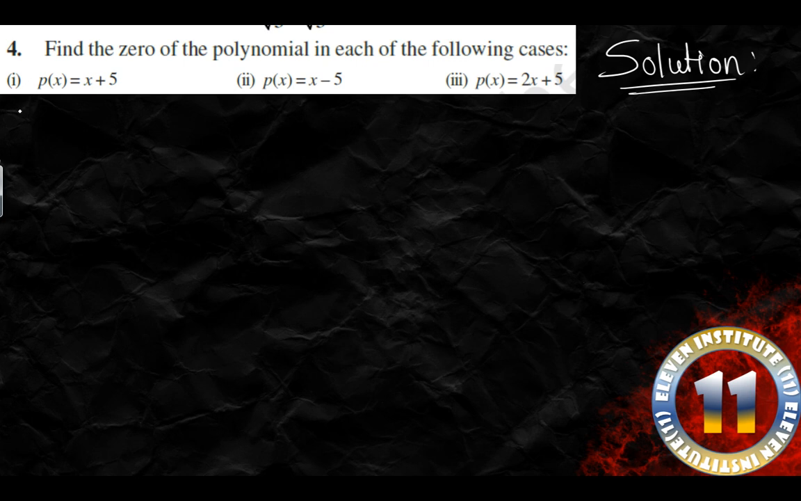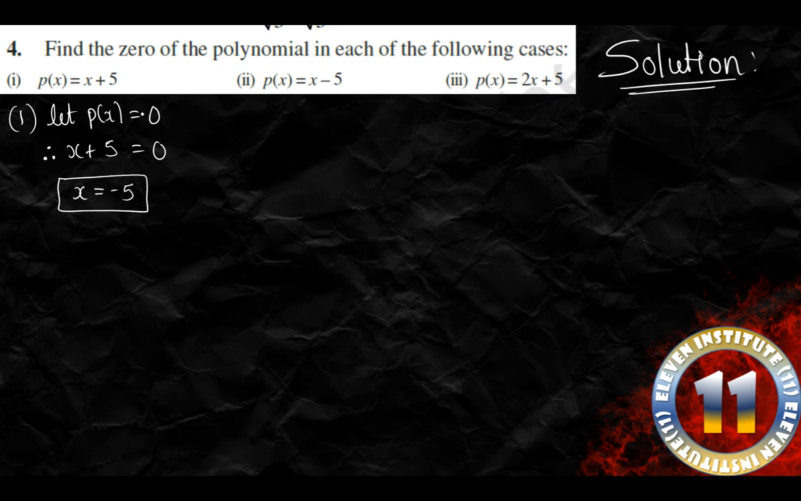Let us see the first one. Right, what we will write over here, let P of x is equal to 0. Fine. So now instead of P of x we will write x plus 5. So I can write therefore x plus 5 is equal to 0. This 5 will go to the other side and it will become minus 5. So we get the answer of x as minus 5. So when polynomial is 0, x is minus 5.